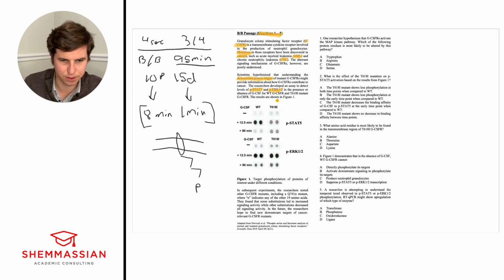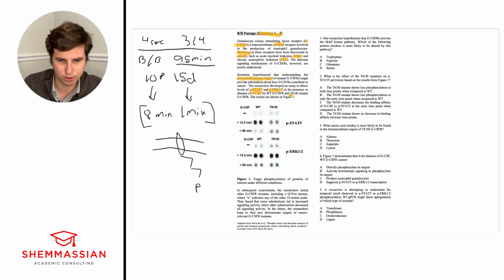And then presence or absence of GCSF. Notice we don't have the R there, which means this would be the ligand for the receptor. And we're like, okay, what kind of ligand is this? They told us at the top that it was a cytokine receptor. So the cytokine must be the ligand for the receptor. So GCSF would be that cytokine. For the wild type GCSFR, that's what WT stands for, wild type.